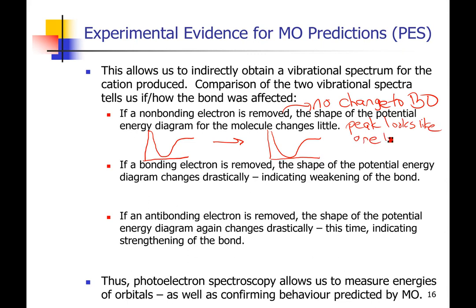Now I say that there might be a tiny little ticky tail after it, but for the most part, you're pretty much looking at just one big line, because your potential energy curve didn't change much in shape, because your bond order didn't change much. On the other hand, if you remove an electron from a bonding molecular orbital, you are going to decrease the bond order.